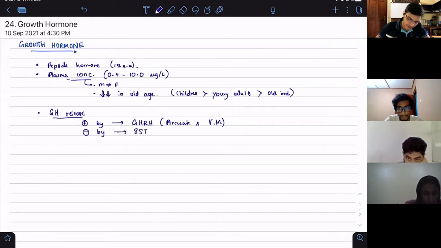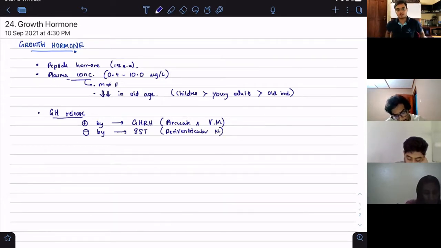Somatostatin. Somatostatin is released from where in the hypothalamus? Periventricular. Excellent. Periventricular nucleus, right? You all remember. Good. So we'll build up on this today.